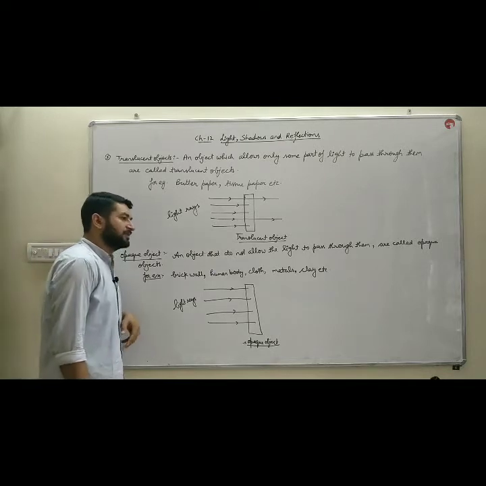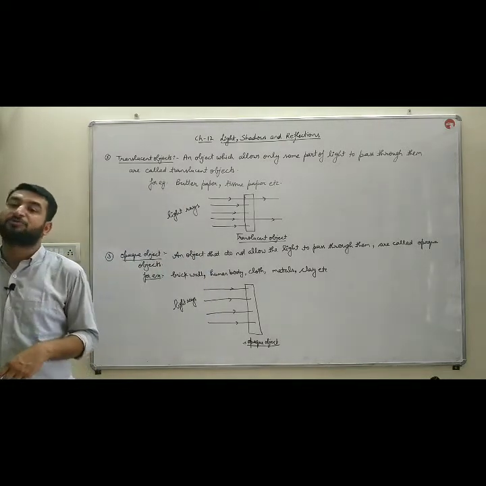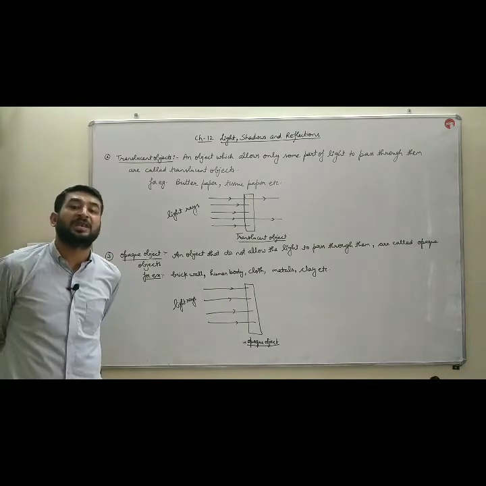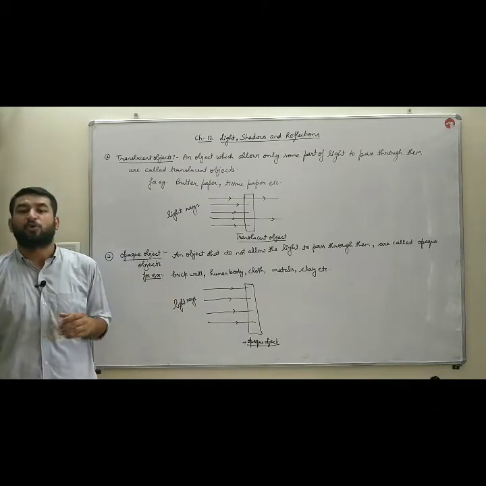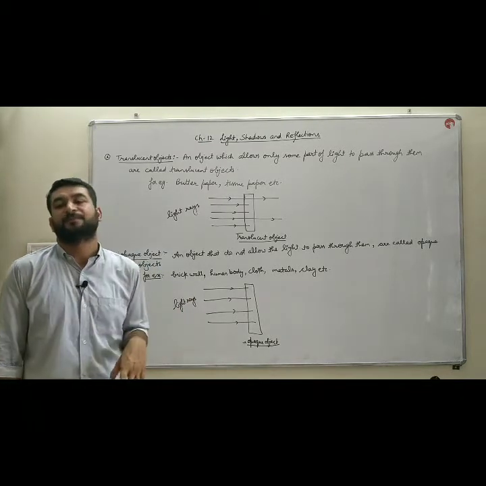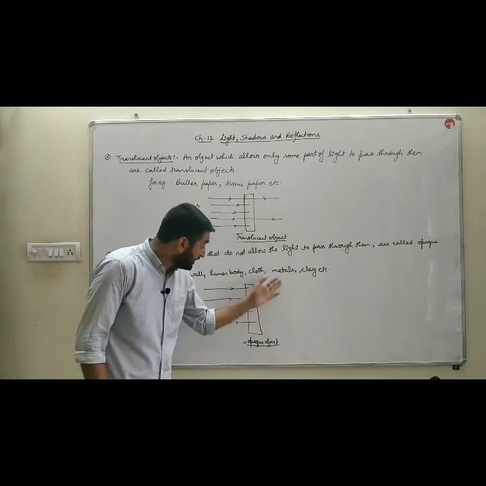Next, the third one is opaque objects. The objects which do not allow the light to pass through them at all are known as opaque objects. As the light cannot pass through them, we cannot see the objects through them.